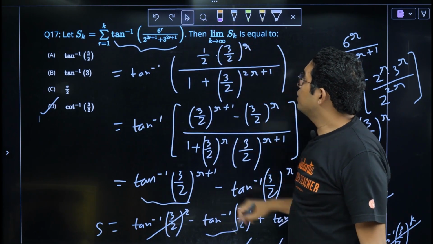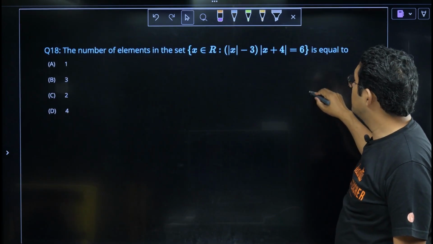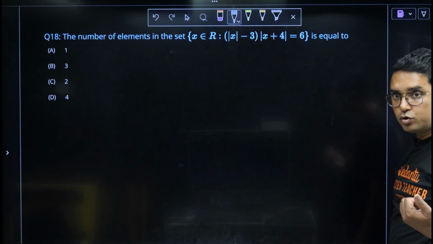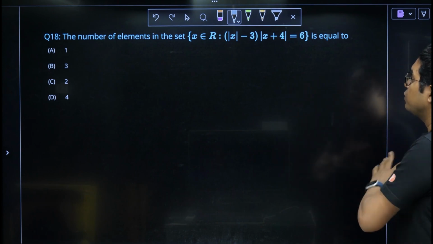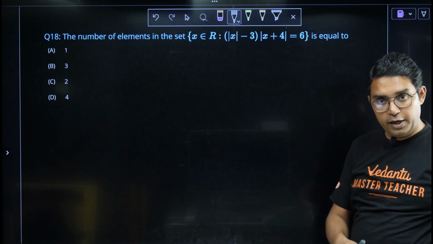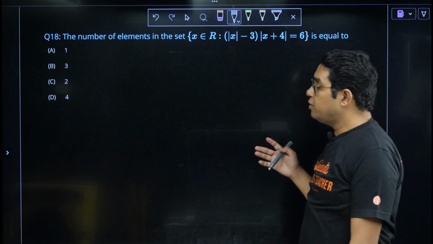Moving to the next question, 18th. We are given the number of elements in the set of x belonging to R such that mod x minus 3 into mod x plus 4 equal to 6. Now this question I will do by making a graph for different cases of x. That will be much better. Otherwise, you can solve quadratics also for different intervals.